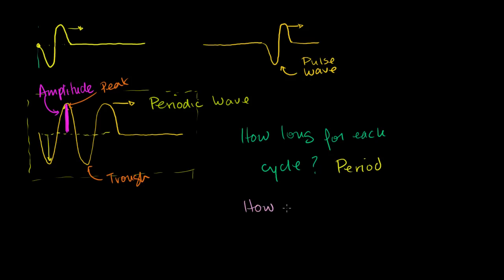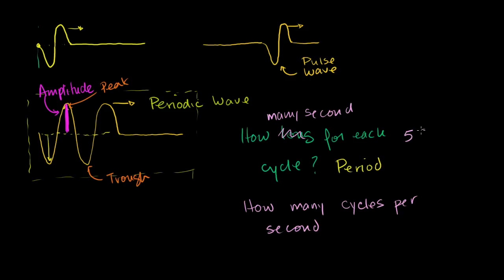How many cycles per second? So notice, this was how long. Or you could say how many seconds for each cycle. We could even write that, assuming we're dealing with seconds. How many seconds for each cycle? So for example, this, a period, it might look like something like 5 seconds per cycle. Or maybe it's 2 seconds per cycle.